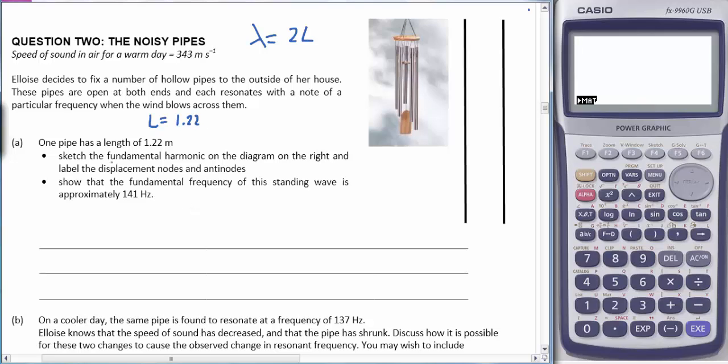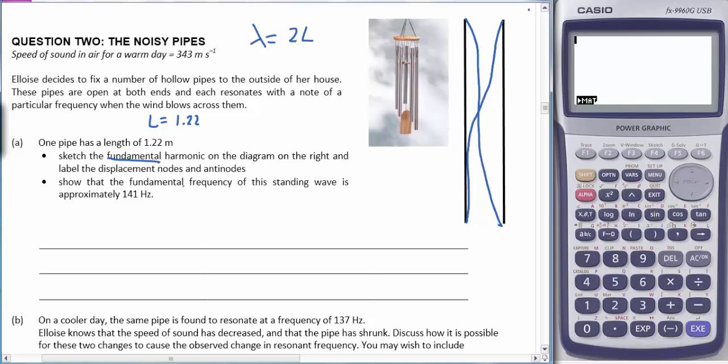Sketch the fundamental, okay, this is the key word, the fundamental harmonic on the diagram to the right, and label the displacement nodes and antinodes. Something a little bit like that. It's a little bit wobbly, it should be perfectly in the middle. My picture's not really that great.